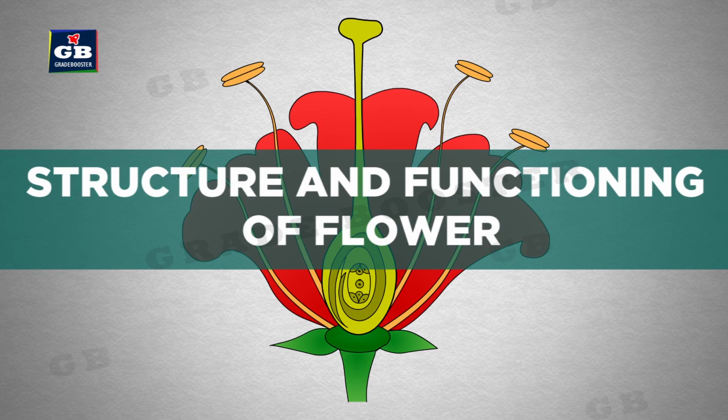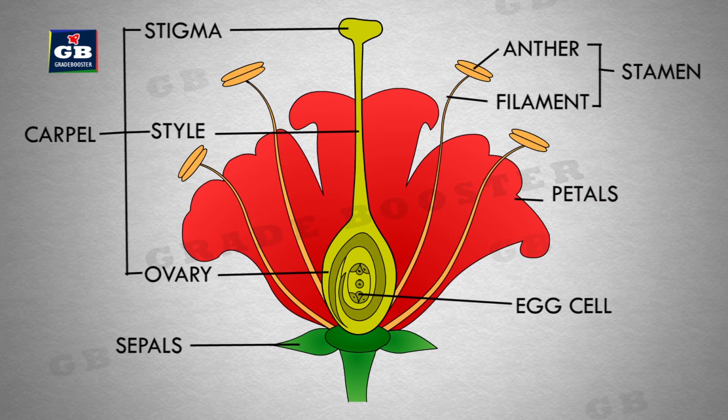Let us see the structure and function of different parts of a flower. Flower is the reproductive part of a plant. In this video, with the help of a longitudinal section of flower diagram, we will see the different parts of a flower, and with the help of a germination of pollen on stigma diagram, we will study the process of fertilization in flower.